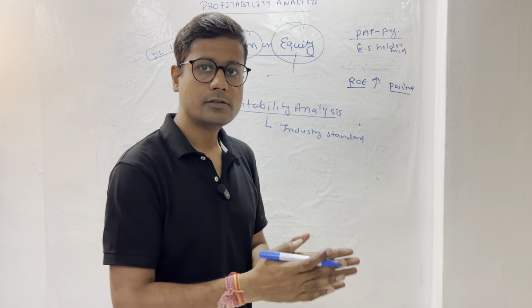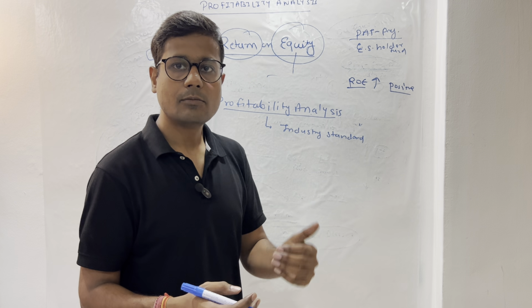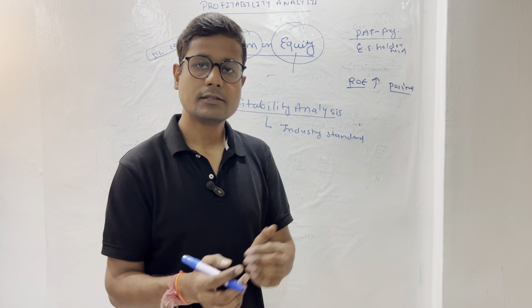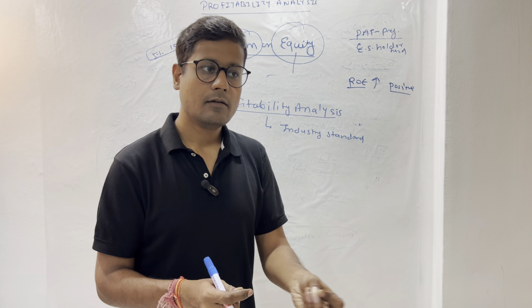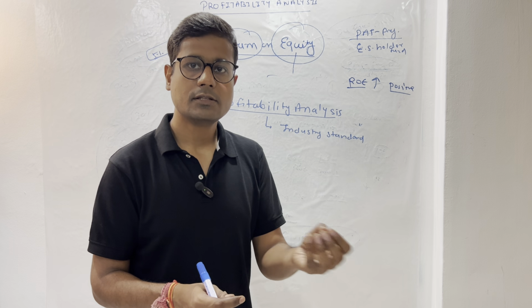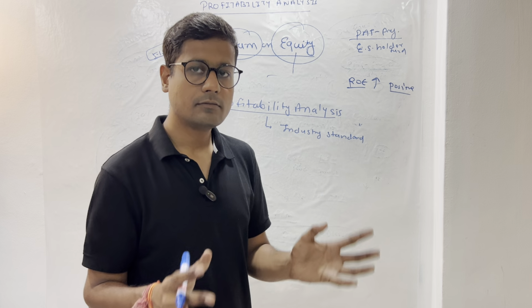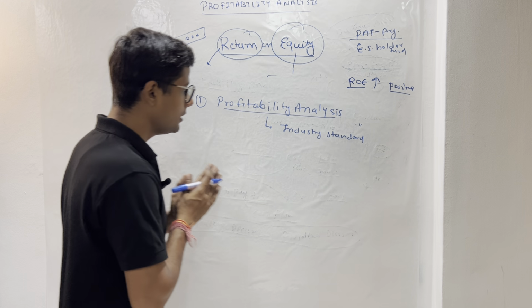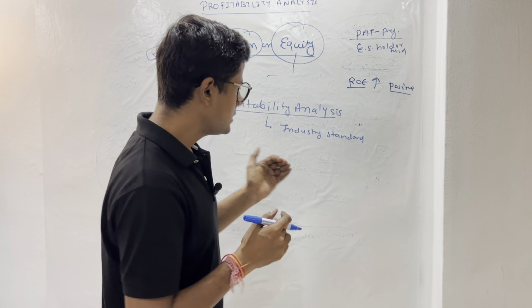Because different industries have different ways of working, right? Some are capital intensive industries, some are less capital intensive. Some work on more asset-heavy operations, some are asset-light operations. Service industry, manufacturing, they each work in their own way. So their profitability percentages are also different, their operating margin, EBITDA margin, the standards are different.